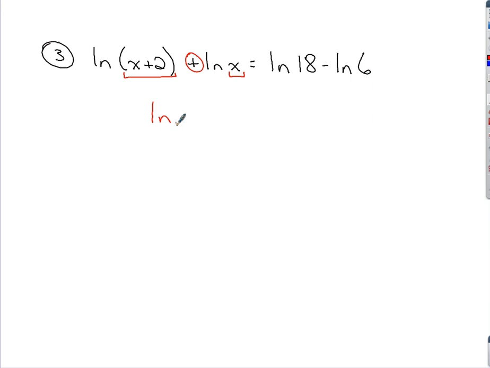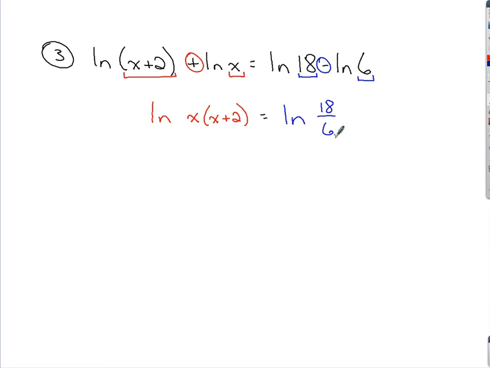So x plus 2 times x. For step's sake, I'm going to write this. Can I multiply it out? Sure you can. And eventually, for where we're going with this problem, you'll see we'll want to. That's going to equal, on the right side of the equation, we've got two logarithms that are natural logs we are subtracting. So subtraction means create one logarithm, in this case natural log again, where we've got a quotient of these two ideas. So that'd be 18 divided by 6.